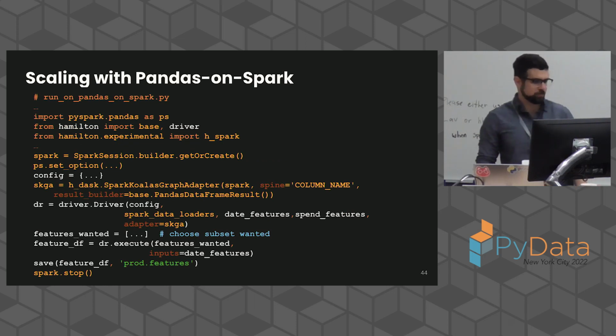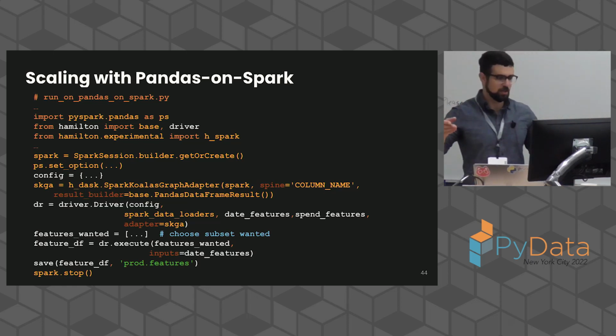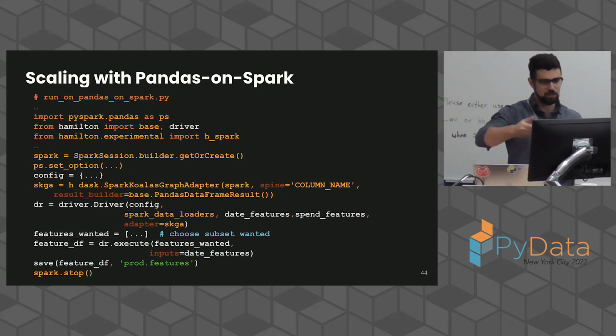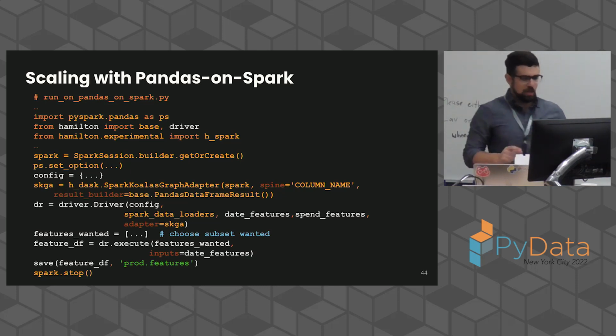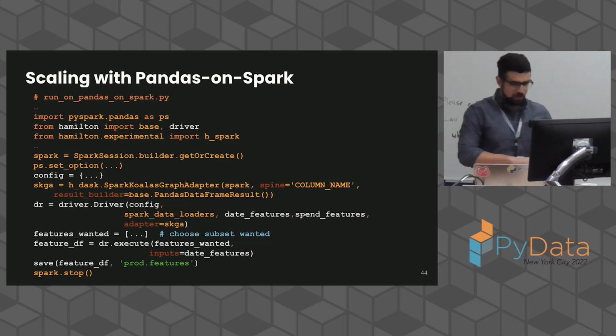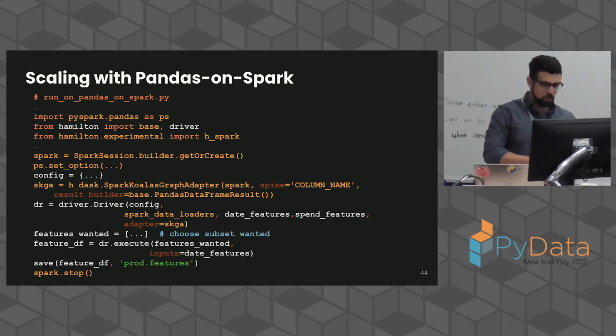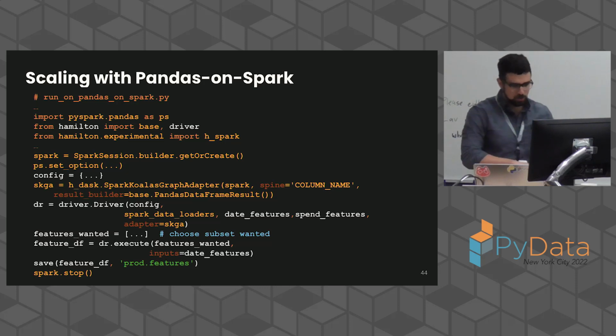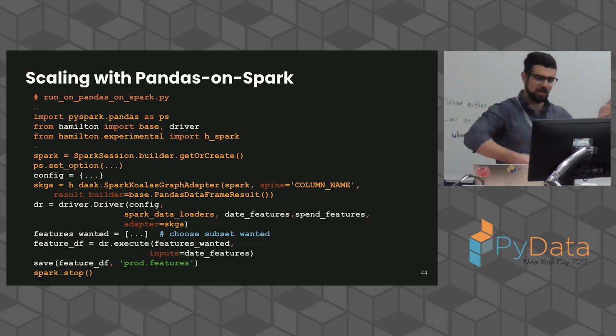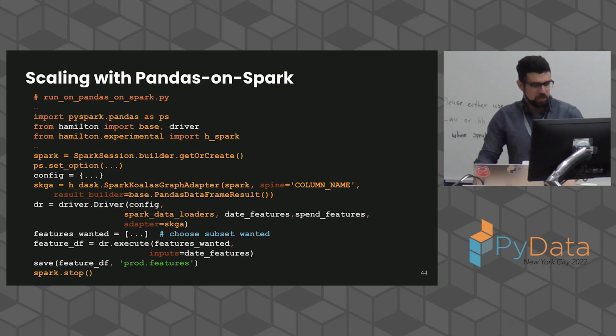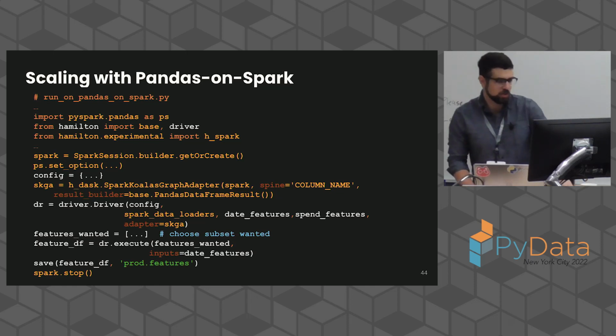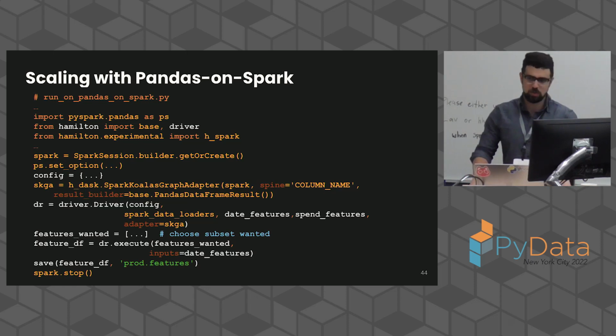And pandas on Spark. This one's a little more complicated because the object of the data types is going to be slightly different, especially for the initial pieces. But what we do is create your Spark session, etc. Create your Spark graph adapter. You want to pass it a spine in this case, so we know an index to join on. You've got your driver, which takes that in, and the only difference is now it puts in the Spark data loaders instead of the pandas data loaders. This is so you can get in the right object, so it can work downstream.